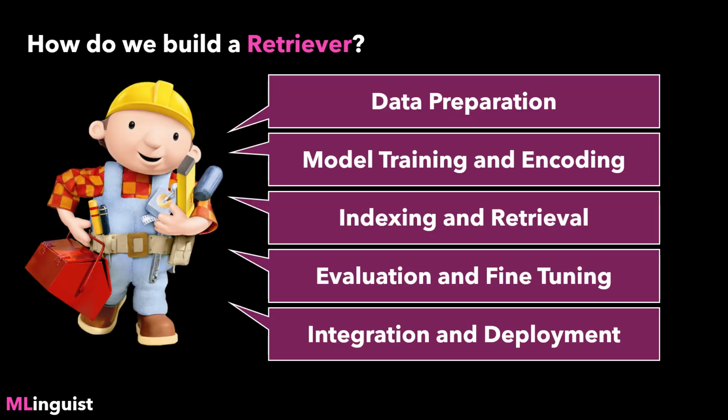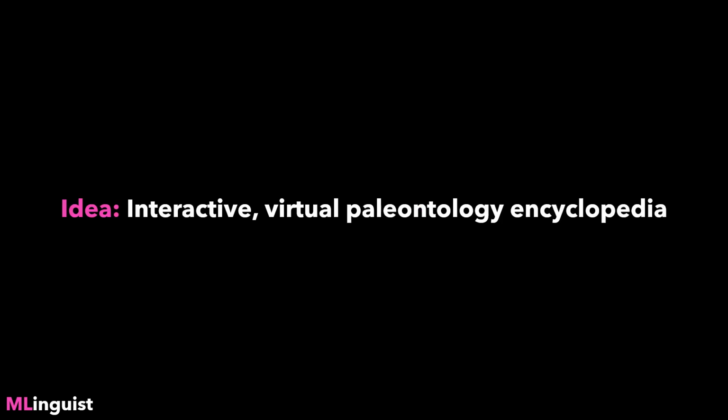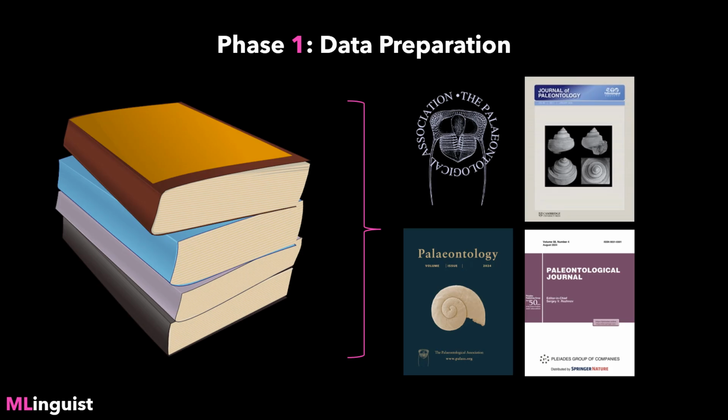So, can we build one? If so, how? Although the process can seem a little long, it's definitely rewarding. We're going to walk through a sample workflow with the following project idea, creating an interactive virtual paleontology encyclopedia. Phase 1 is data preparation. During this phase, we gather a corpus of text data or documents that the retriever will work with.